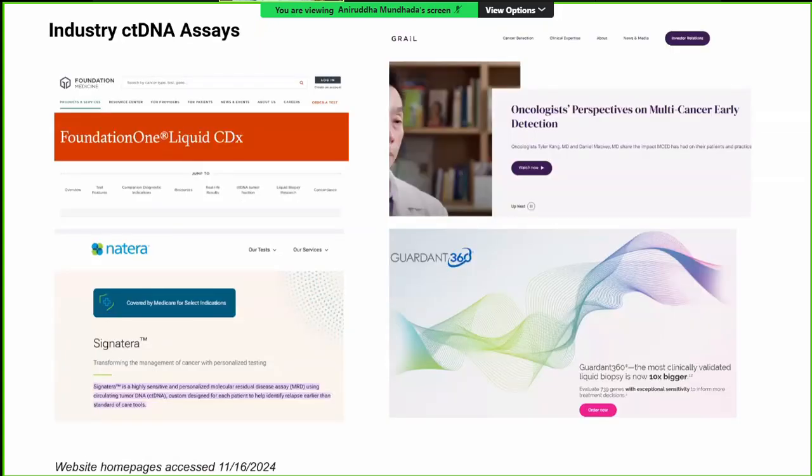Coming to industry assays which are out there, the most famous is the Foundation One liquid assay. The oldest is Grail, which was the first to launch their liquid biopsy assay. Natera, or Signatera, has their assay in the market, and Guardant 360 also is one of the players in the market.